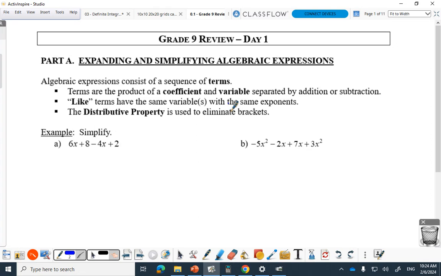Grade 9 review, part 1. Read your mind. Expanding and simplifying algebraic expressions.